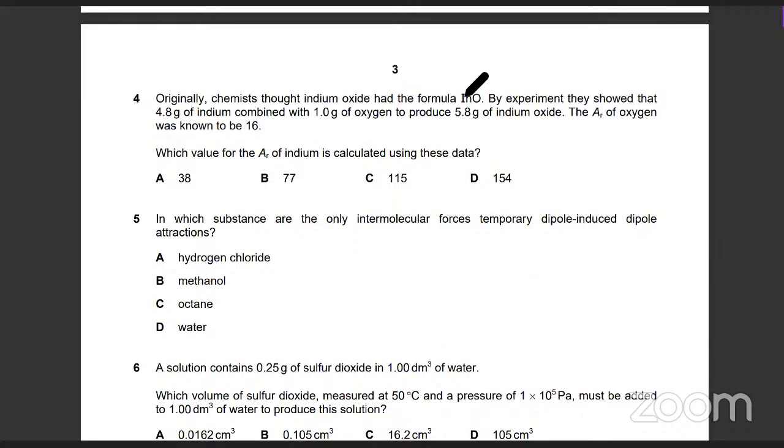Chemists thought indium oxide had the formula InO. By experiment, they showed that 4.8 grams of indium combined with 1 gram of oxygen to produce 5.8 grams of indium oxide. So you have to figure out the Ar of indium. Okay, that's what you need to find out. So that's what you have to find out, the formula of indium oxide.